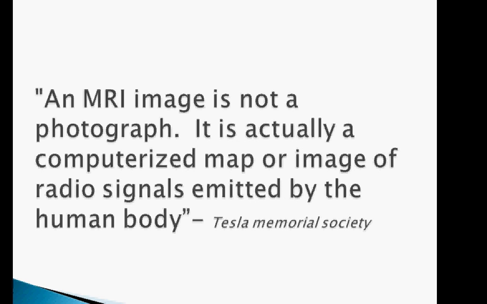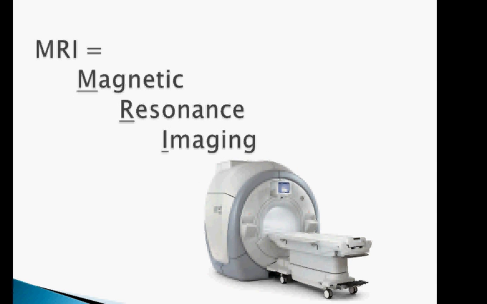This is a quote I found while doing my research. It clarified the concept for me quite a bit. An MRI image is not a photograph, it is actually a computerized map or image of radio signals emitted by the human body. Okay, so the acronym MRI stands for Magnetic Resonance Imaging, and over the next few slides we will discuss how it works, a few of the components, some of the inventors, and past, present, and future uses.